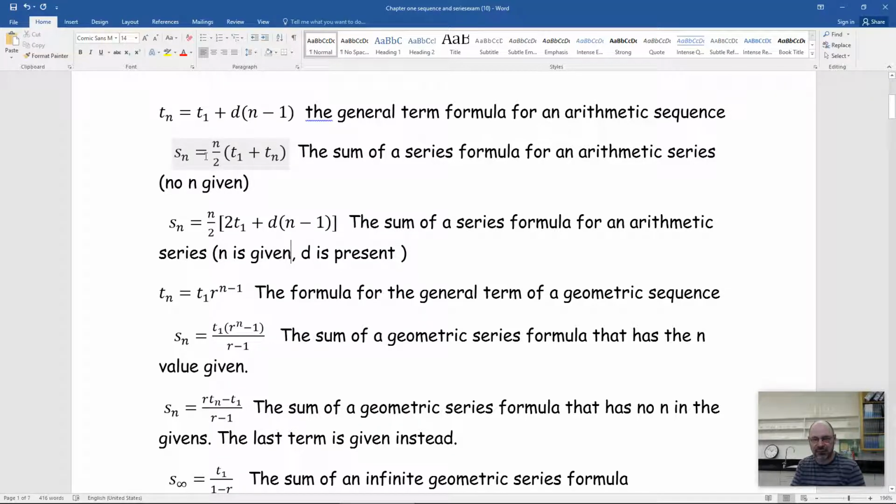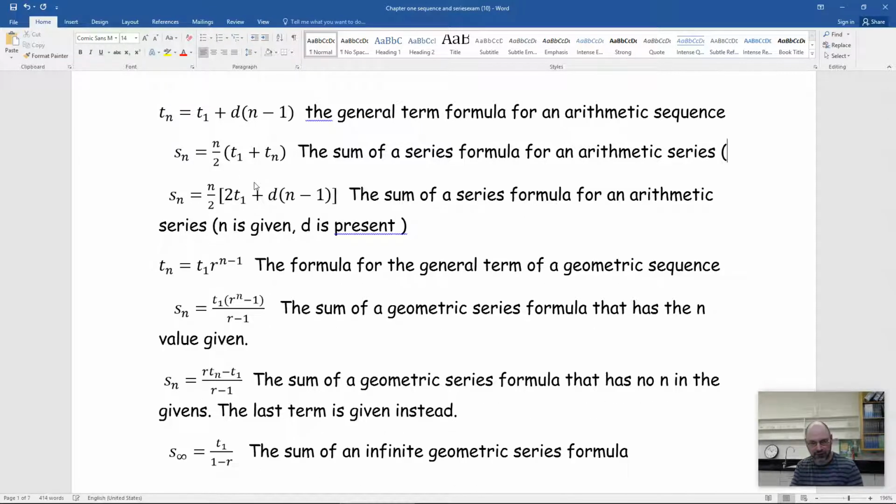Okay, here's the sum of a series that's arithmetic when you have no given n. Oops, I guess there is a given n there. That's an error. Let me erase that part. There we go. Okay, and then we have sum of a series for an arithmetic series. N and D are present. T1 as well, probably. Here we have the general formula for geometric sequence.